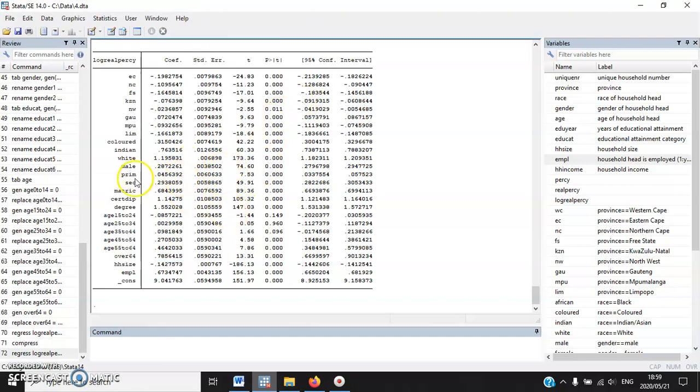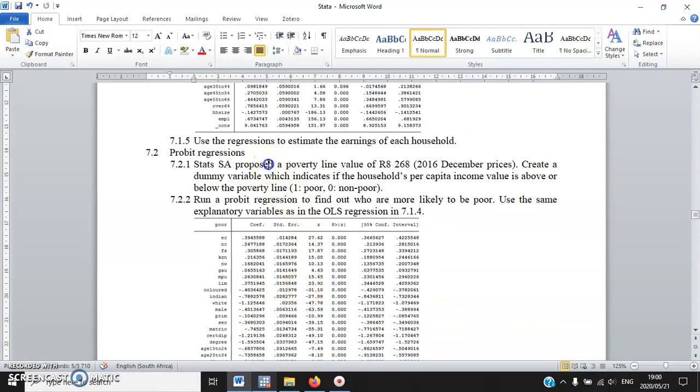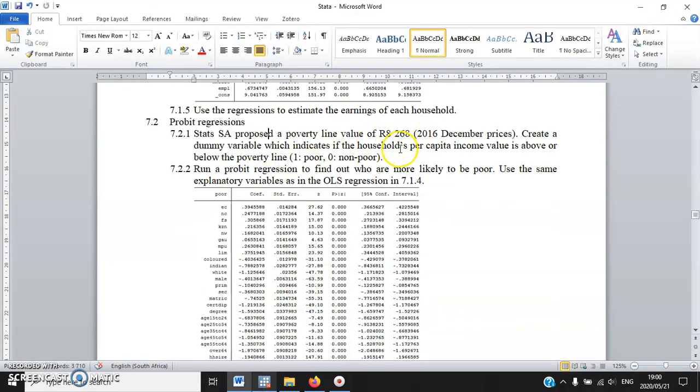Okay, and then let's say if we look at these education parameters, you clearly see as we move across to the more educated categories, then the coefficient becomes larger. It makes sense because high educational attainment is associated with higher earnings. Okay, happy with that? Next one, we want to run a probit regression on poverty.